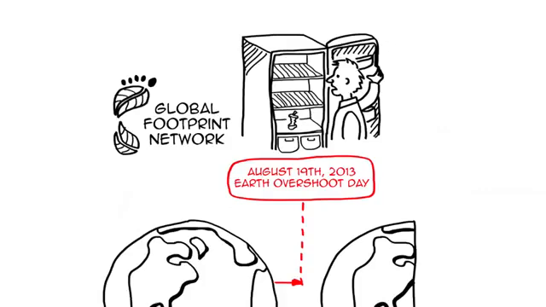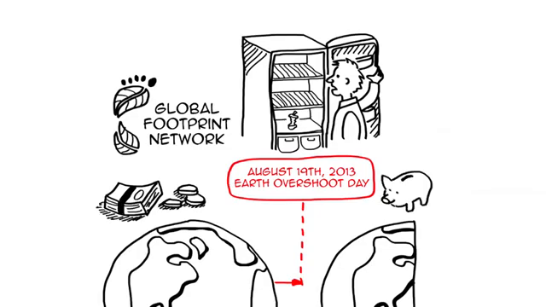So think about it as a bank account. For the first 7 months and 20 days, we lived on our annual revenue. After that, we spent our capital. Seems like there is something wrong with that math.